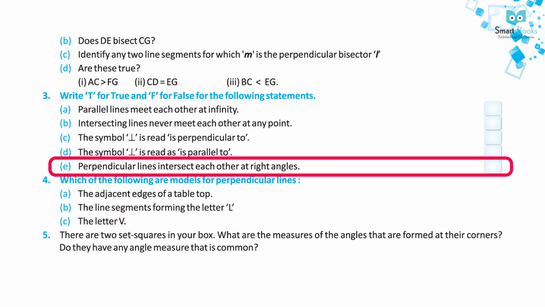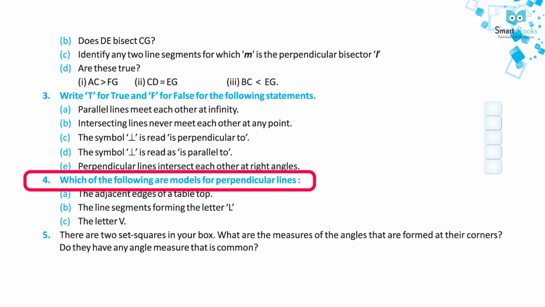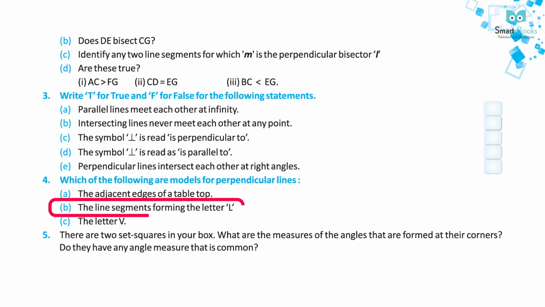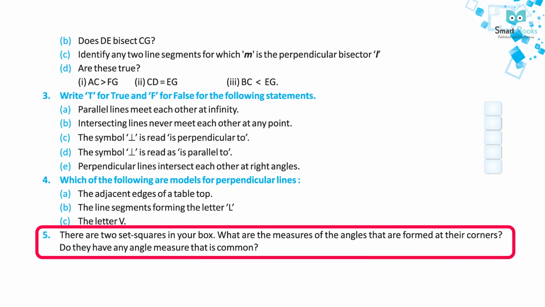Question 4. Which of the following are models for perpendicular lines? A. The adjacent edges of a tabletop. Solution. True. B. The line segments forming the letter L. Solution. True. C. The letter V. Solution. False. Question 5. There are two set squares in your box.